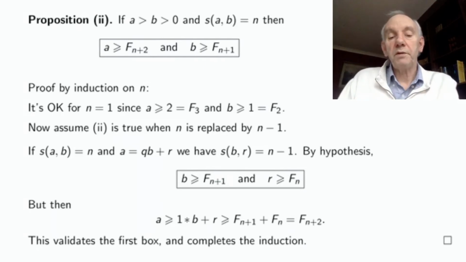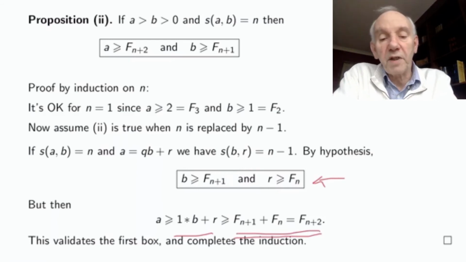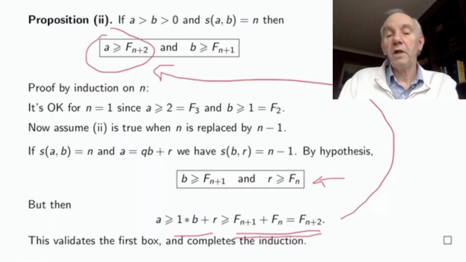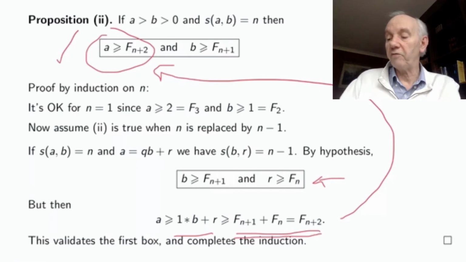So this is what I'm saying, that A is at least as big as 1 times B plus R, but we've already shown this box here. So B is at least Fn plus 1, R is at least Fn, but the recurrence relation for Fibonacci numbers will tell us that Fn plus 1 plus Fn is equal to Fn plus 2, and that gives us this statement. Okay, so we've got that statement as well. We already had this statement from here.